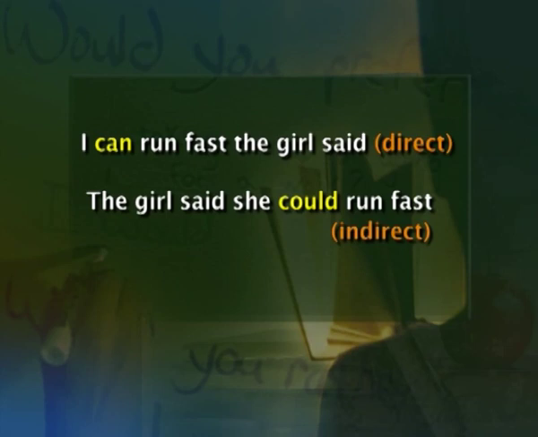Could is used in place of can if we change a sentence from direct to indirect speech. For example, I can run fast, the girl said. This is a direct speech. If we want to change it into indirect, we say, the girl said she could run fast.